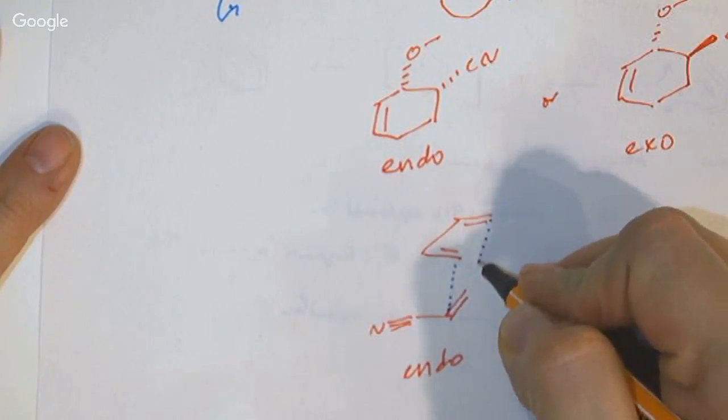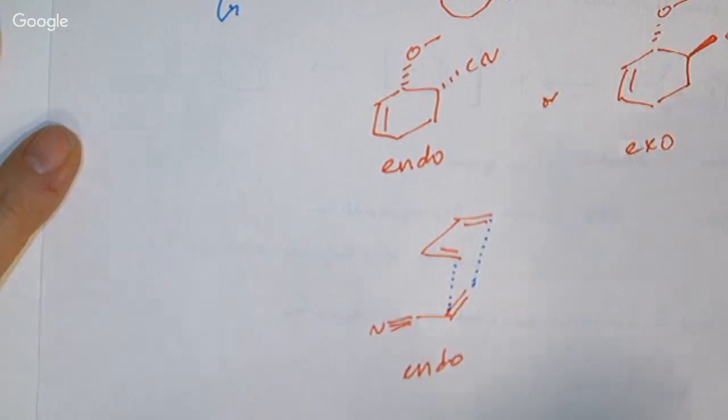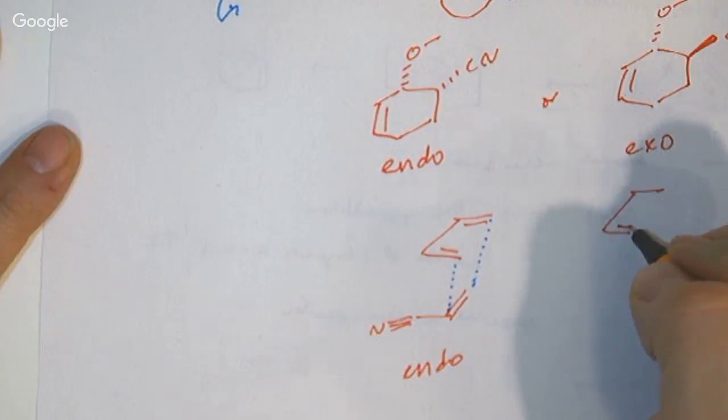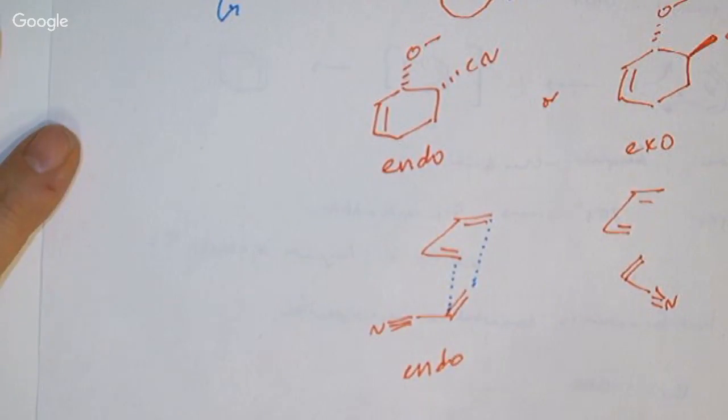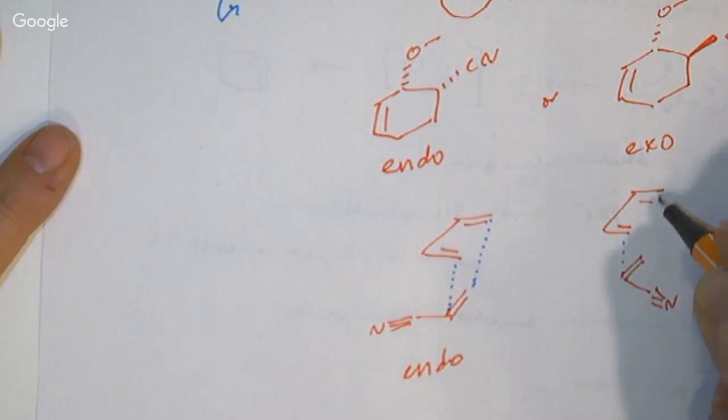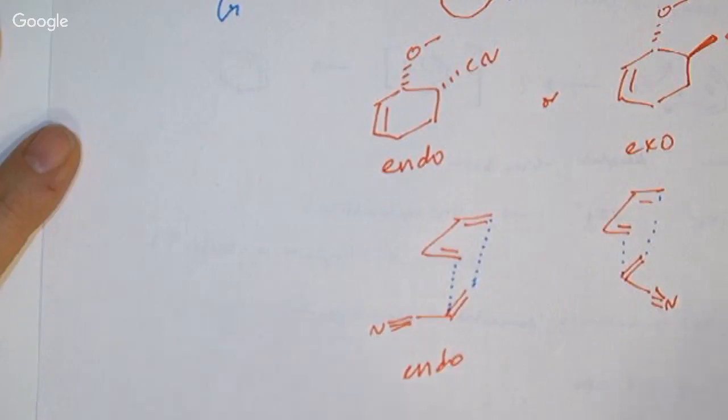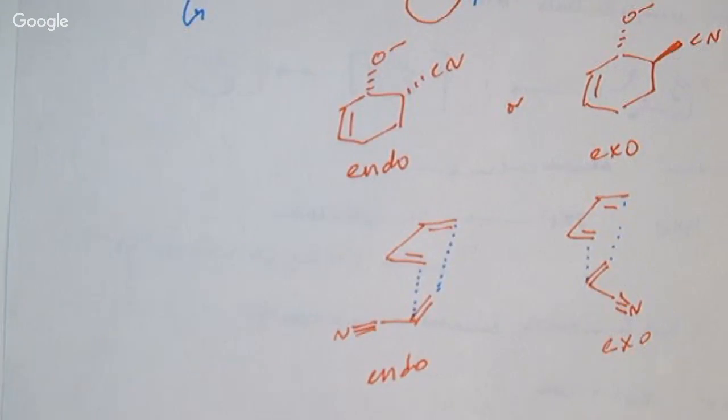And that's where your new sigma bonds are going to form. If instead it were pointing away from the back of that diene, this would be the exo transition state. And usually the endo transition state is what's preferred. And the reason why is secondary orbital interactions, secondary orbital overlap.